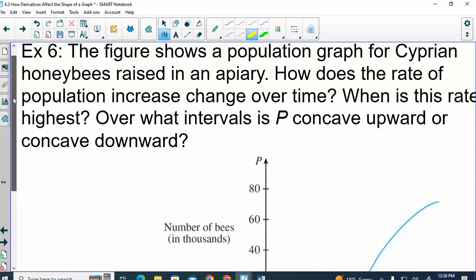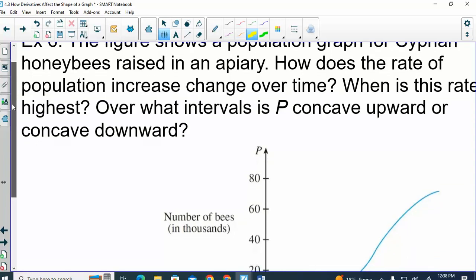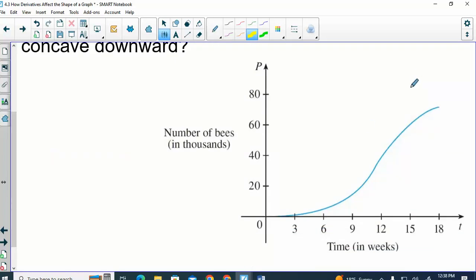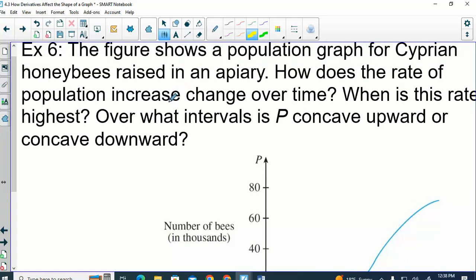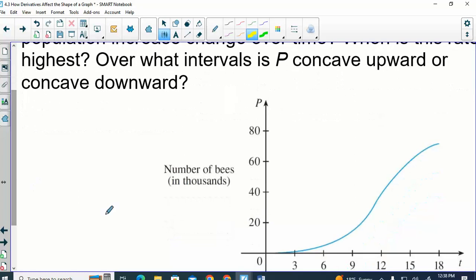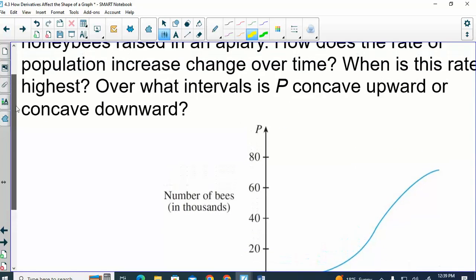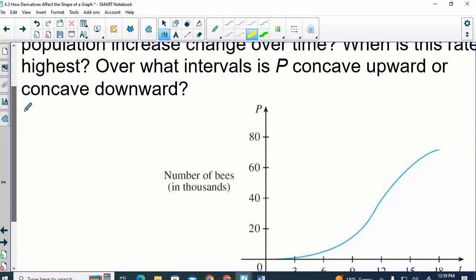So, this figure is showing a honeybee population. Okay? And it wants to know, how does the rate of the population increase over time? Can we agree that this is always increasing? Yeah. So I want to know, how is it changing over time? When is it the highest? When is it concave up or down? So what would you notice? We know it's always going up. What are the trends? What happens?